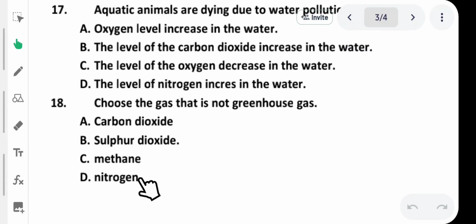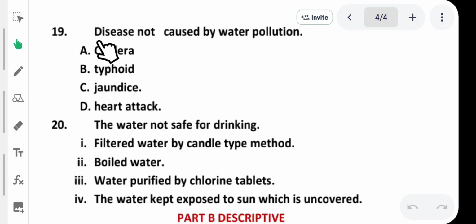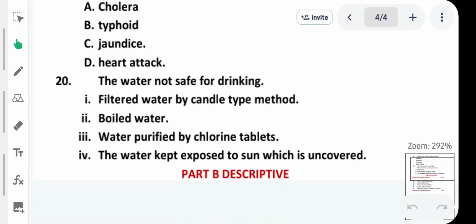Hence the answer is option D. Next question. Disease not caused by water pollution. Cholera, typhoid, jaundice and heart attack. Cholera, typhoid and jaundice, they will all be caused by water pollution, whereas heart attack is not related to water pollution. Hence the answer is option D.